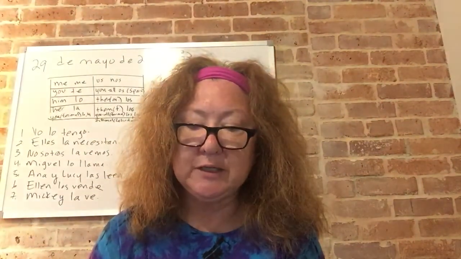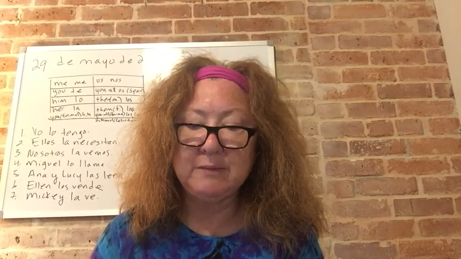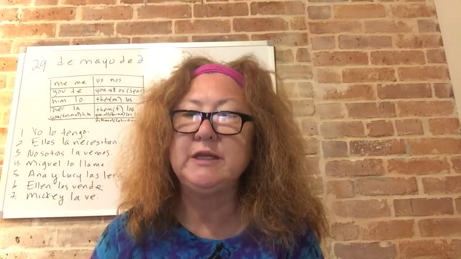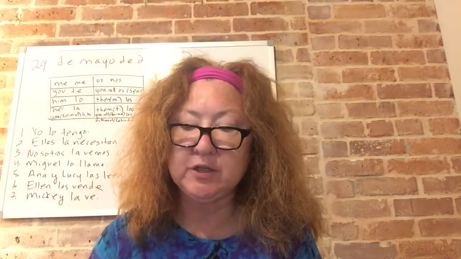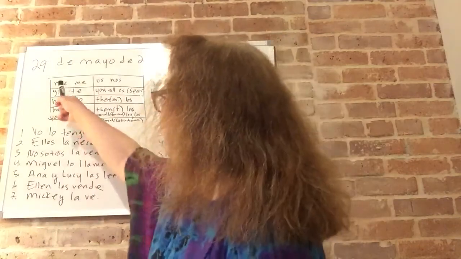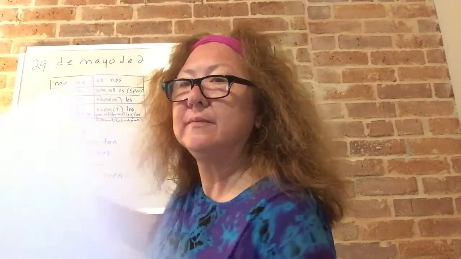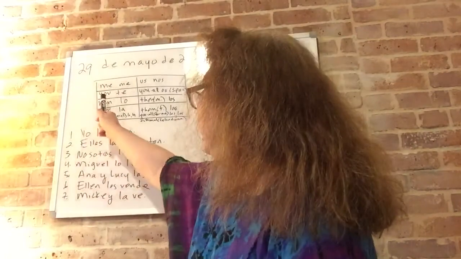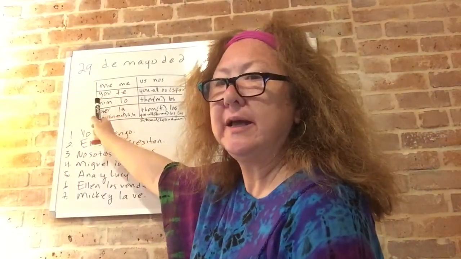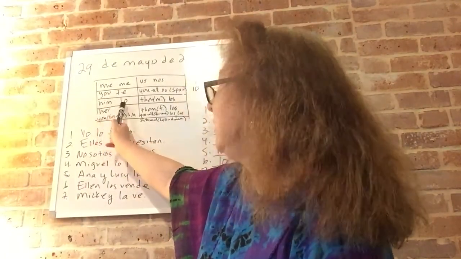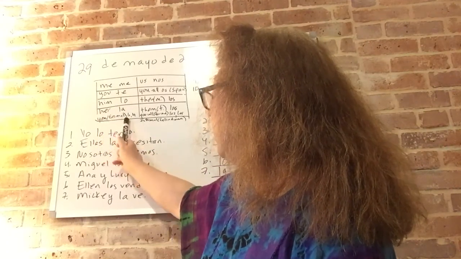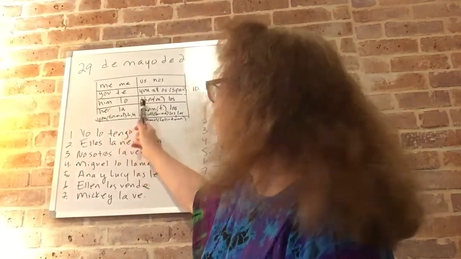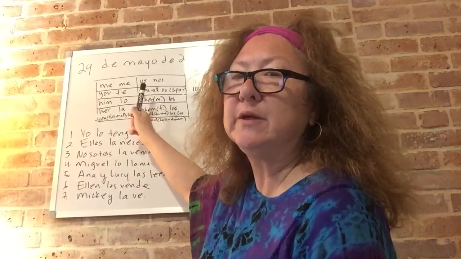Okay, so direct objects and direct object pronouns. Direct objects answer the question who or what is receiving the action of the verb, okay? So let's compare English and Spanish direct objects and direct object pronouns. First, here's the chart. So we have me is me. You is te. Him is lo. Her is la. You formal is lo or la, depending on if the you is a female or male.